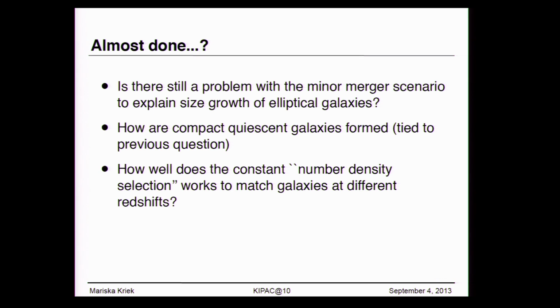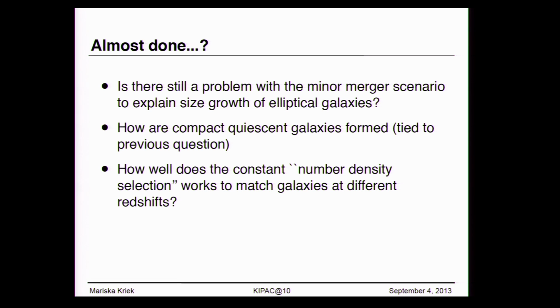Okay, I'm going to skip this one. I want to end with my question slide concerning this topic. So the first question: is there still a problem with the minor merger scenario? Can they indeed explain the size growth of elliptical galaxies or not? Do we just have to do the test again? Do we have to do the counting again? Or is there really a problem there?